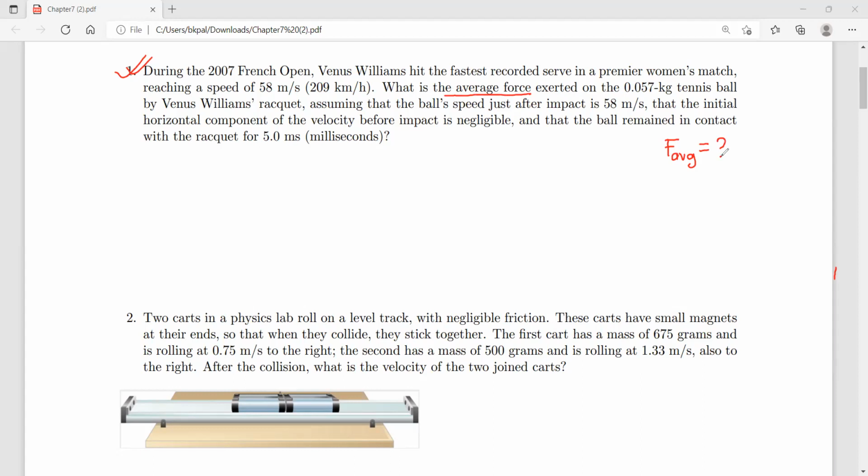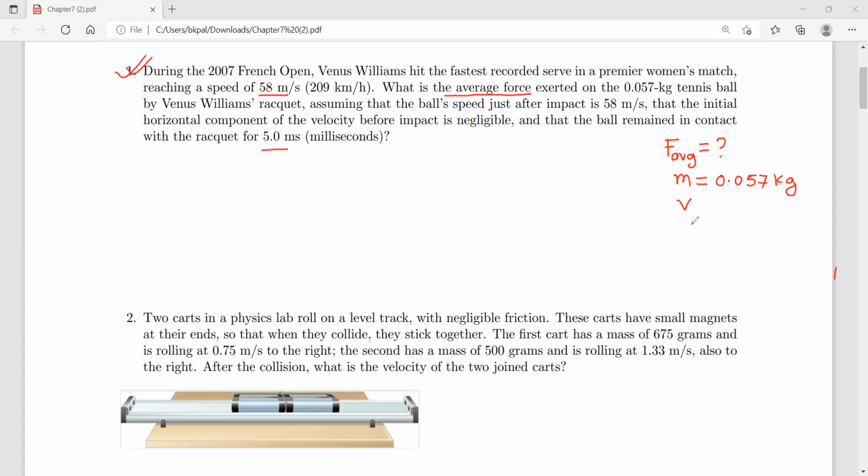What are we given? We are given the mass of a tennis ball, and that is 0.057 kilogram. Okay, and a velocity and a time are given. So here you see there's a velocity and there is a time. Now we have to understand what velocity we are given and what time we are given.